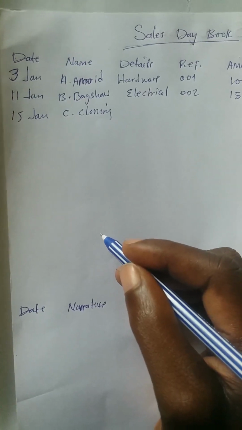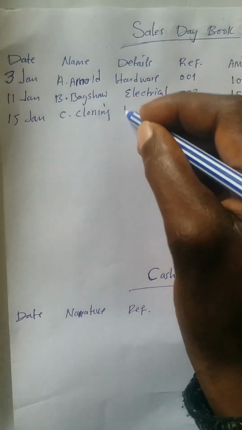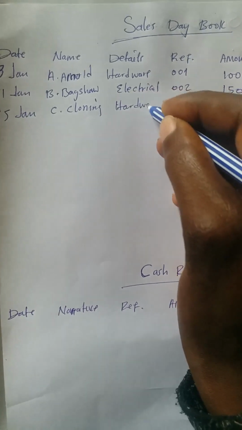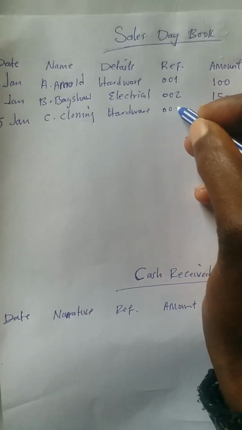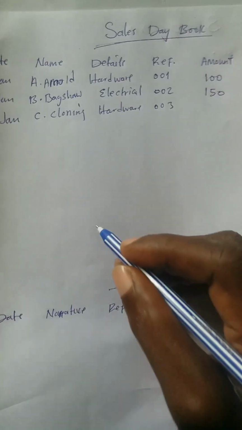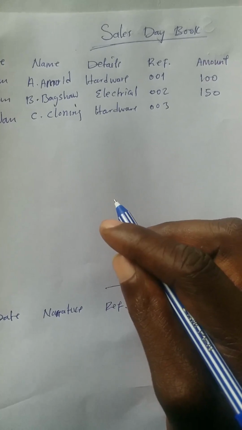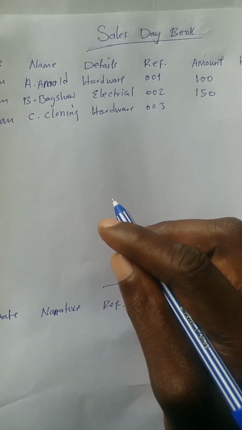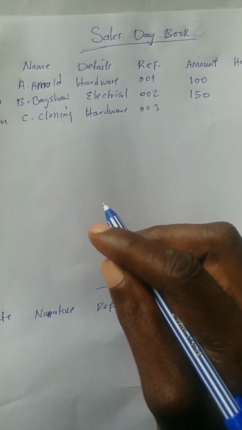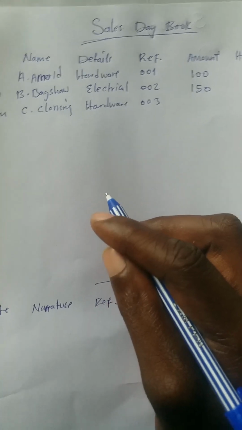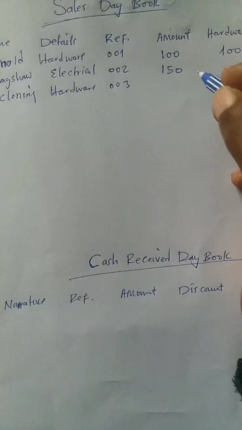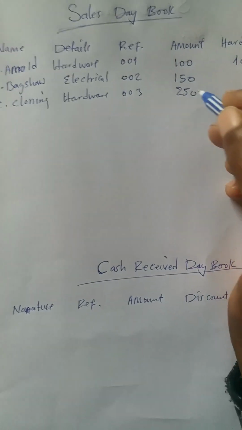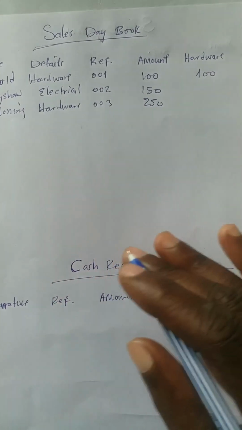For the sale on credit of hardware goods. Hardware as well. Hardware goods, and then the reference you put according to that source document, the number that it has. C cloning for the sale on credit of hardware goods. The amount is, of course, coming to 250 kwacha. Okay, 250 kwacha, and this was hardware.